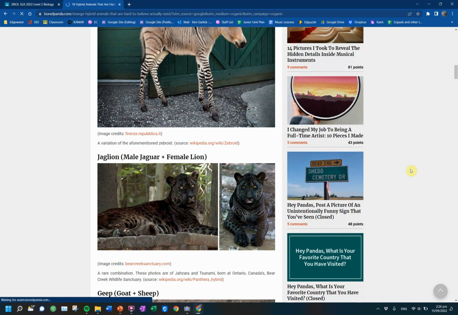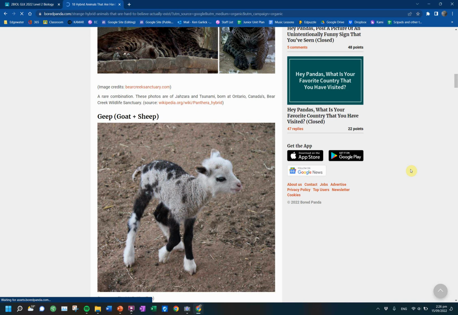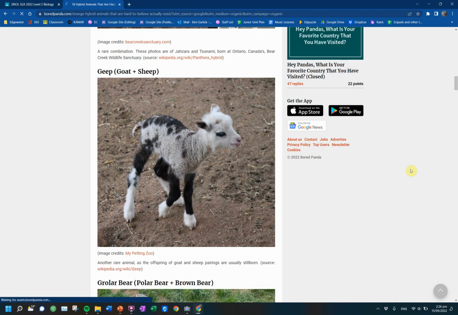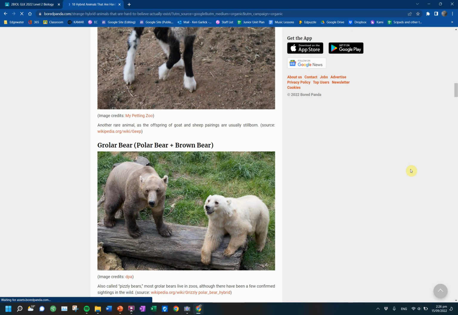All right, here's a male jaguar with a female lion. Jag lion. Oh, those are pretty too. All right, here's a goat and a sheep. How do you say this? A geep. Geep. I think that's my guess. All right, here is a roller bear, which is a polar bear and a brown bear.